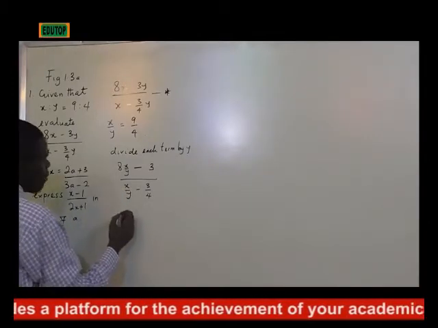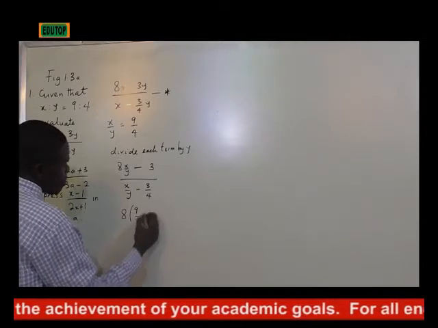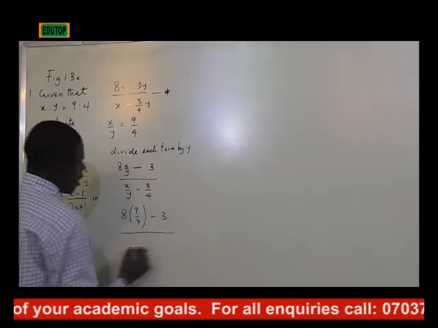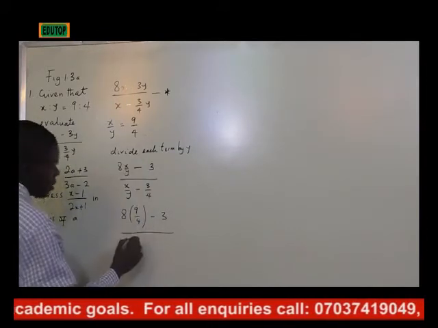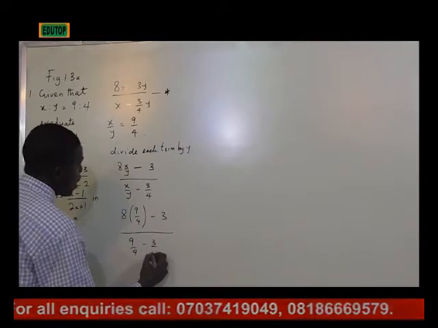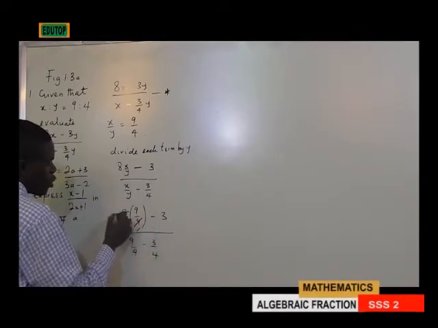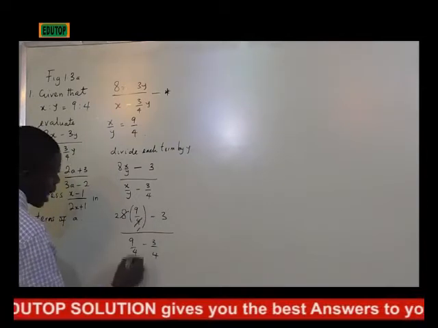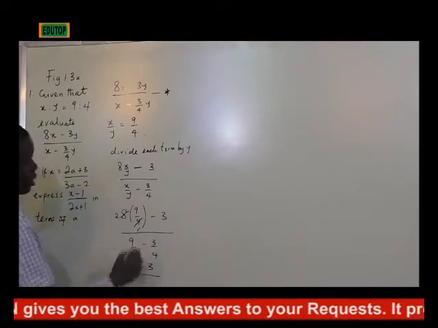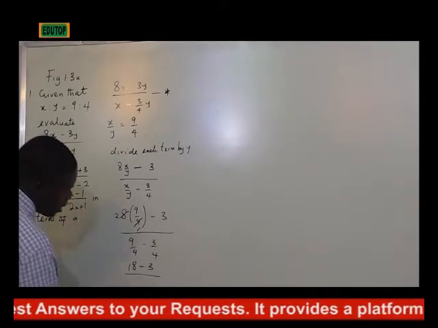In the first case, I have 8 into 9 over 4 minus 3 over x over y, and that is 9 over 4 minus 3 over 4. 4 here 1, 4 here 2. Then this becomes 2 times 9, that's 18 minus 3 over this one, the denominator.